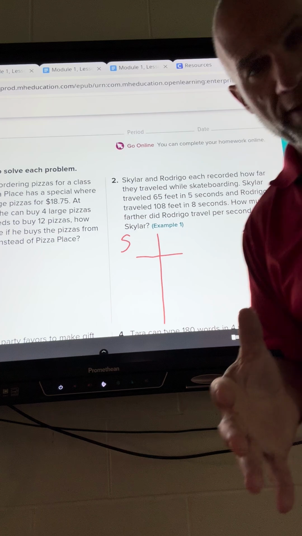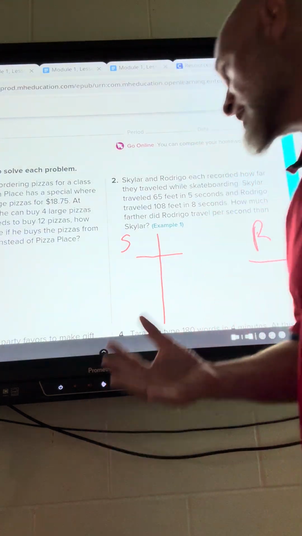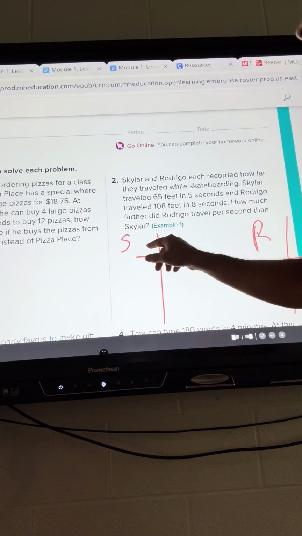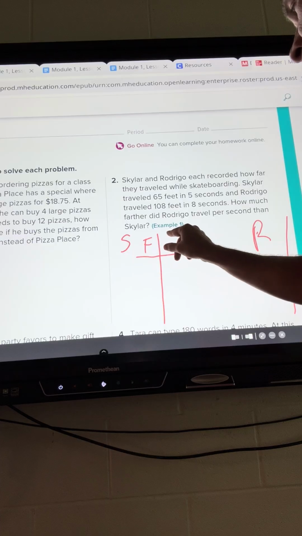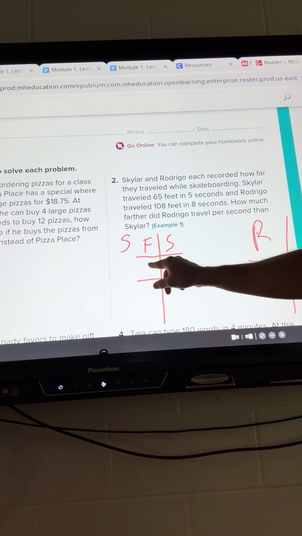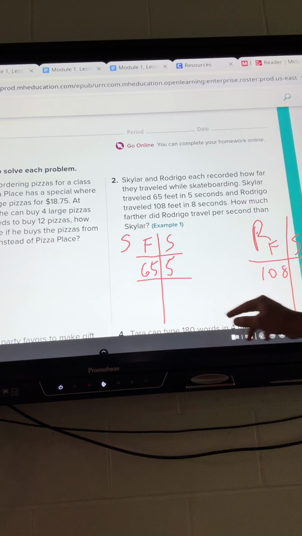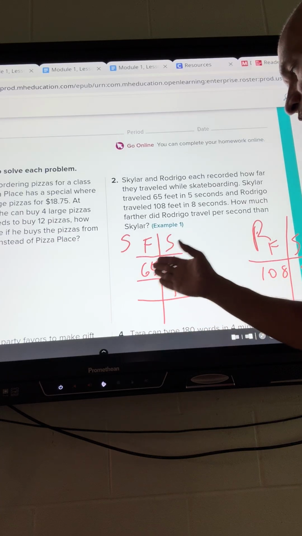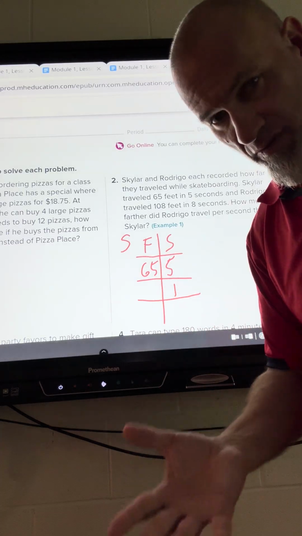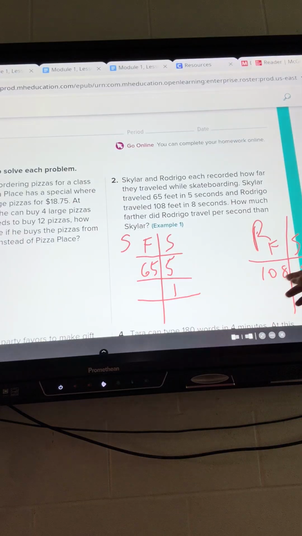So when you see per second, that means you need to find a unit rate. And in this case, we want to find the number of feet per second. So we'll do feet per second. And it was 65 and 5. And for Rodrigo, it was feet per second, 108 and 8. Okay, so what we want to try to do is come up with a 1. So we should realize that 65 and 5 are both divisible by 5. And then 108 and 8 might be a little more difficult.